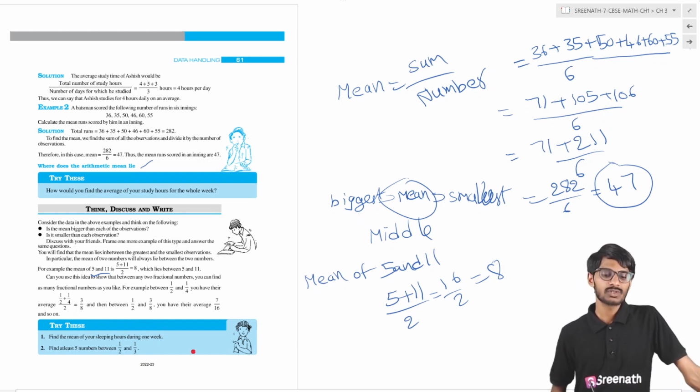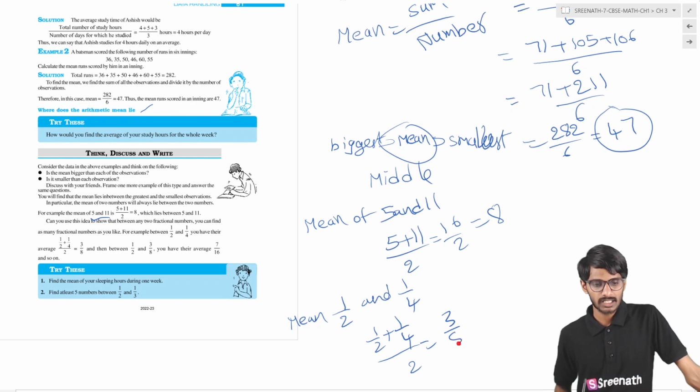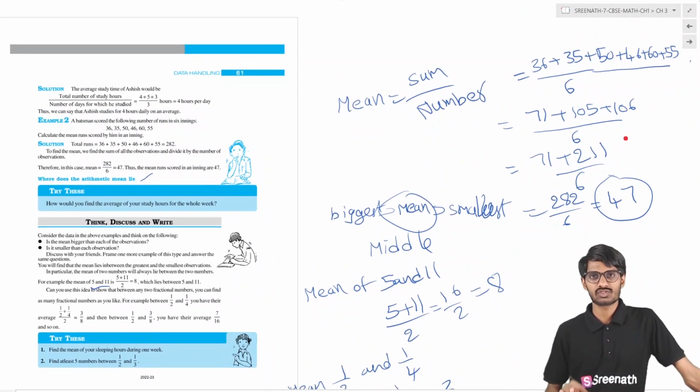That's it, students. In a simple way we can find rational numbers in between rational numbers also. Suppose we want the mean of the rational numbers 1 by 2 and 1 by 4. That is 1 by 2 plus 1 by 4, and how many observations? 2 observations. That gives 3 by 8. Like that you can find average values using the arithmetic mean, students.